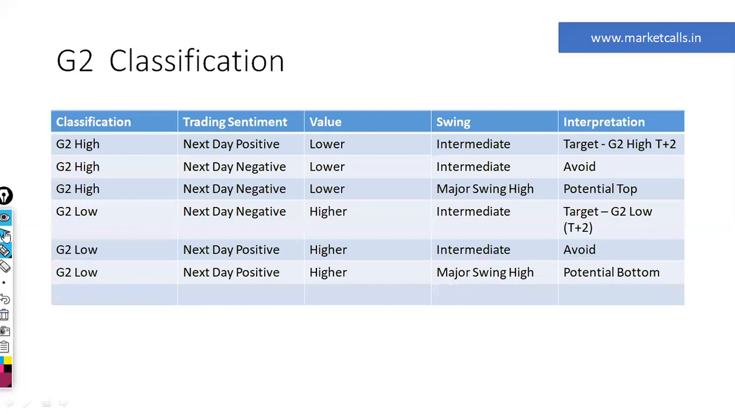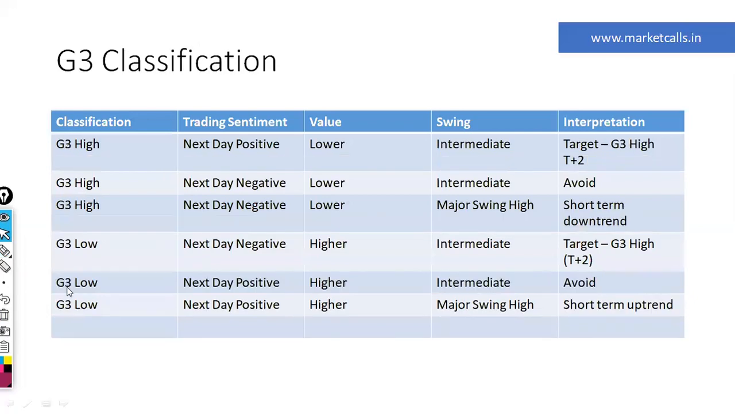So again, the G3 is also a somewhat similar setup, but here we will not say it's a potential top or a potential bottom. The only thing is that the first two cases remain the same. If there is a G3 high and the next day is positive, go towards the G3 high, and the expectation is in the next T plus 2 days. If there is a G3 high and the next day is negative, but that G3 is coming intermediate, then you have to avoid it. As simple as that.